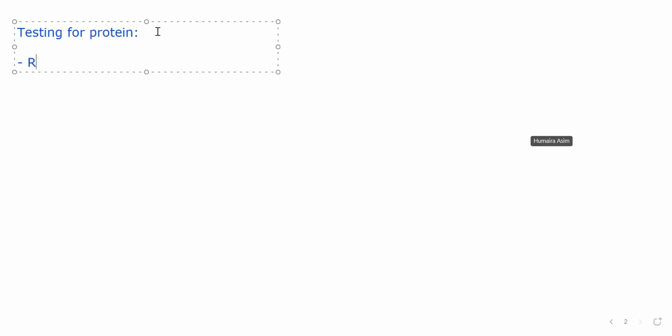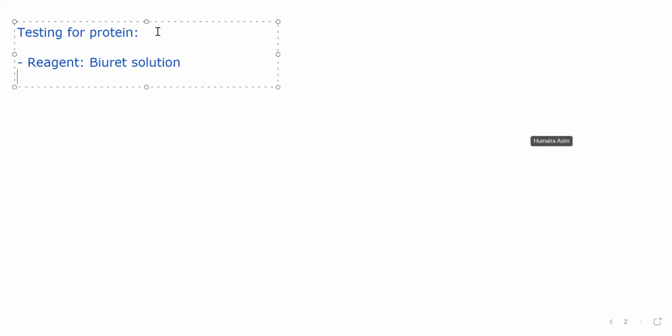The main thing that you have to remember is which reagent you are using here. For testing for protein, you are going to use Biuret solution. Biuret solution is basically the combination of copper sulfate, CuSO4, and sodium hydroxide, NaOH, solution. What will be the result if proteins are present there?